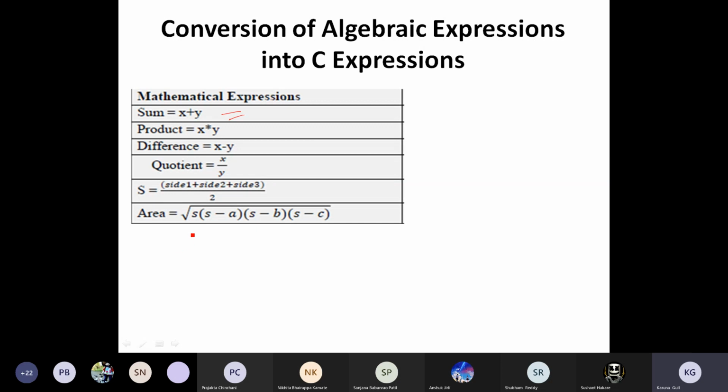Tell me, how do you write the C expression for the first expression? Sum is x plus plus y? X plus y. Why x plus plus y? No, ma'am, simply x plus y. Yeah, simply x plus y.